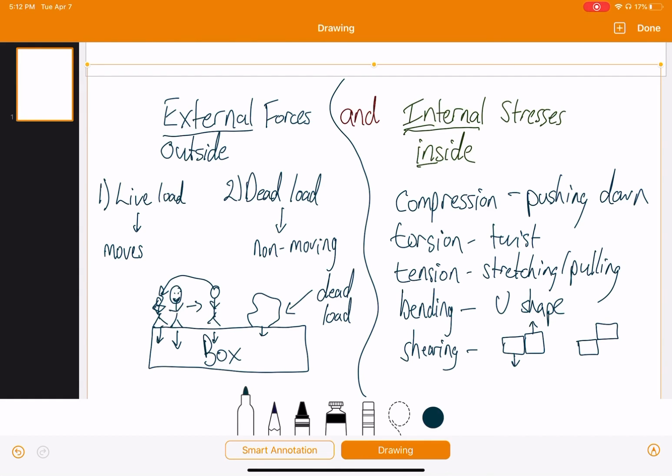And the same thing is happening here. The external force happens, either a live load or a dead load, depending on if it's something that moves or not. And then it creates an internal stress. And again, we have these five internal stresses.